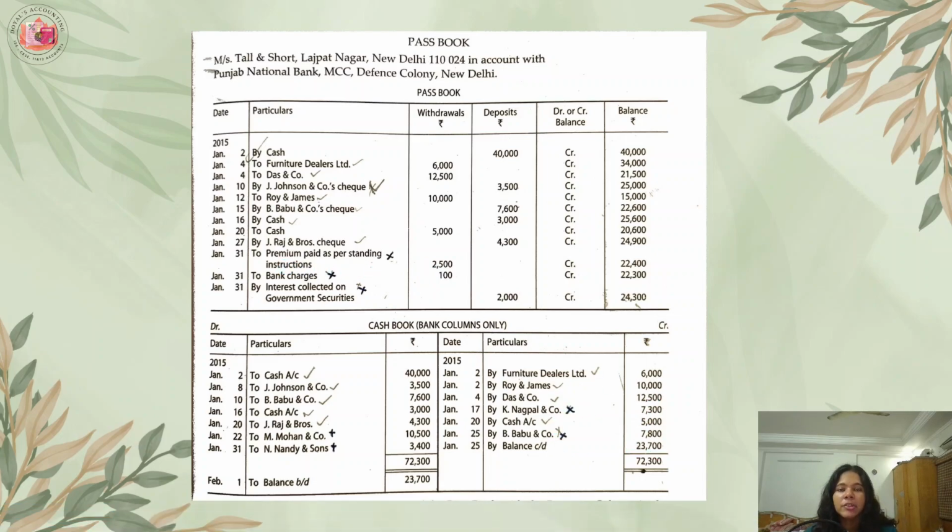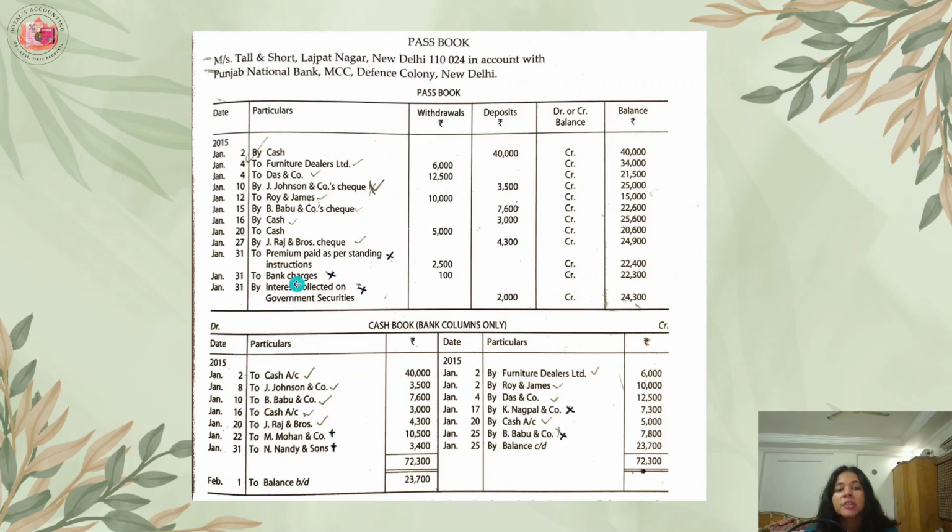Now what are standing instructions? Usually businesses will have some expenses which will be paid monthly. So what businesses do is they give a standing instruction to the bank. They authorize the bank to make payments on their behalf every month to that particular account. Consider it something like our auto pay. Now the bank has acted as per the standing instruction and has made the payment, but that has not been recorded in our cash book. So that is one reason for difference.